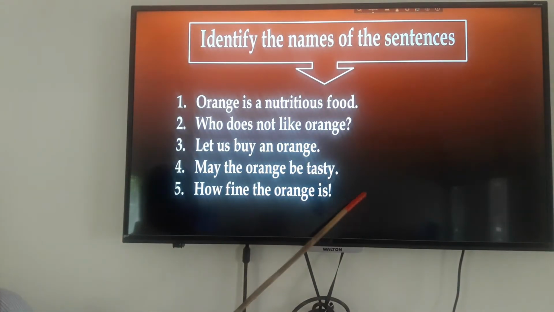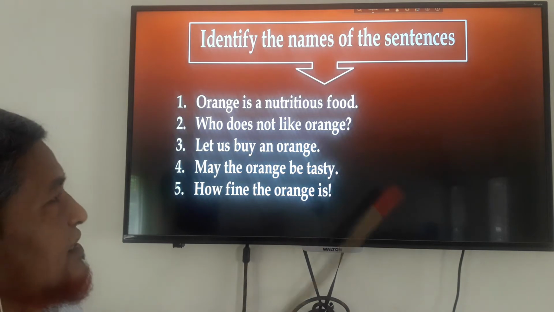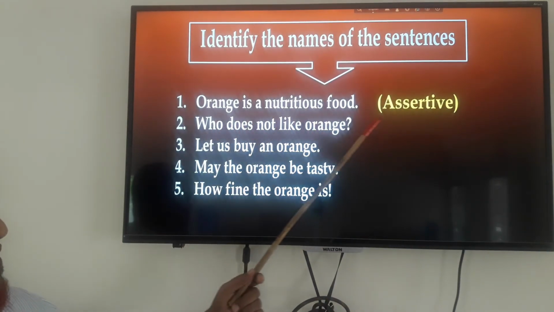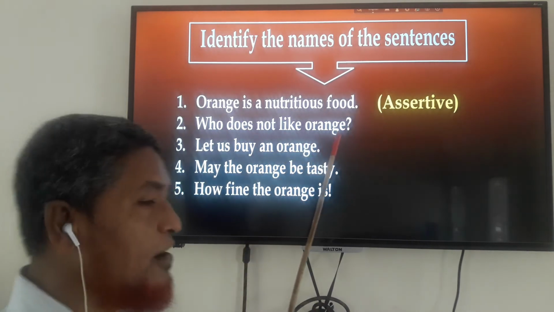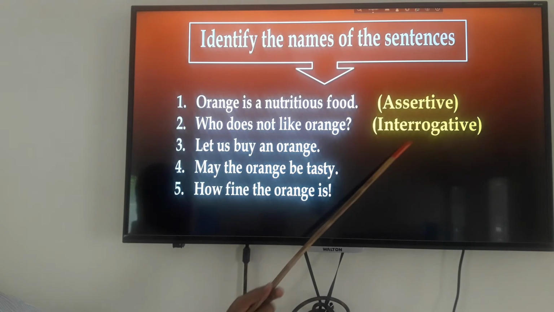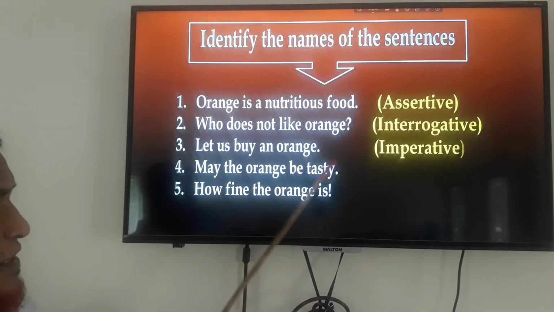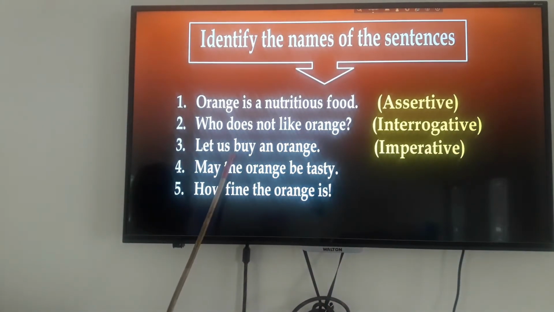Identify the names of the sentences. Which sentence is it? First of all, orange is a nutritious food. It is an assertive sentence because it is a statement. Who does not like orange? It is a question, that's why it is an interrogative sentence. Let us buy an orange. It is an imperative sentence because it has a proposal.